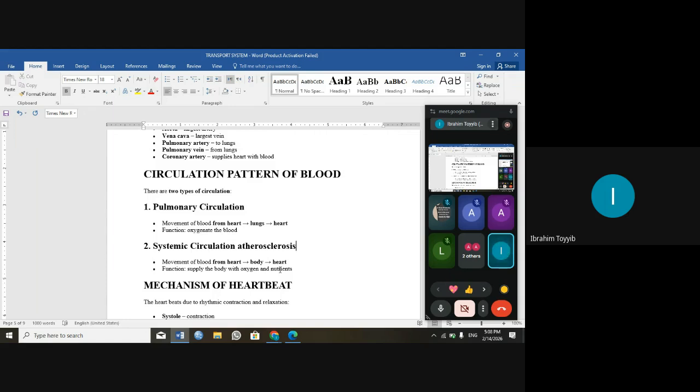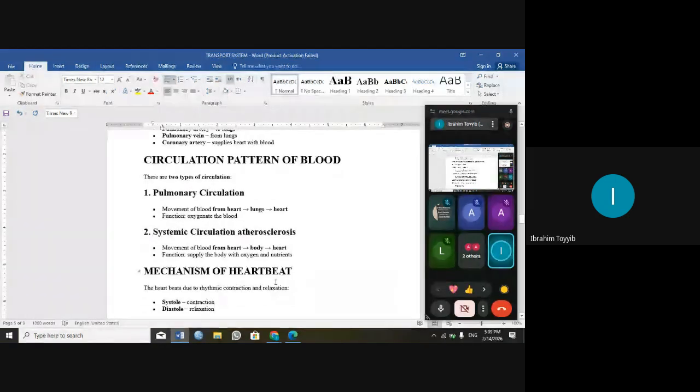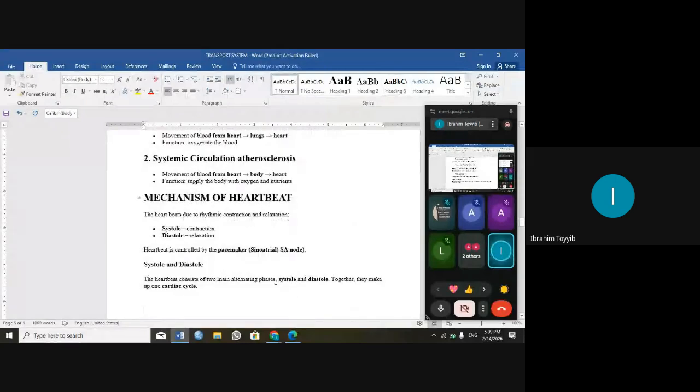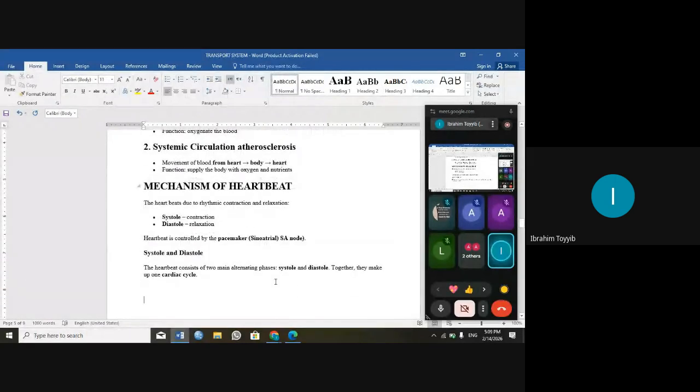So that's that on pulmonary circulation and systemic circulation. Just note this summary. Pulmonary means that the blood is moving from the heart to the lungs and back to the heart. Systemic means that the blood is moving from the heart to the body, without the lungs, and back to the heart. So now let's go to the mechanism of heartbeat. Are you following me? Okay, let's go to the mechanism of heartbeat.